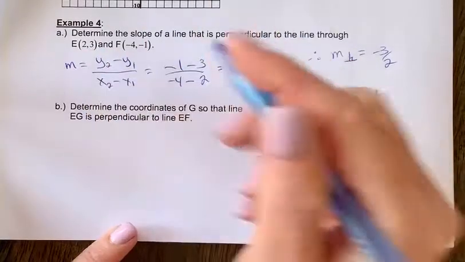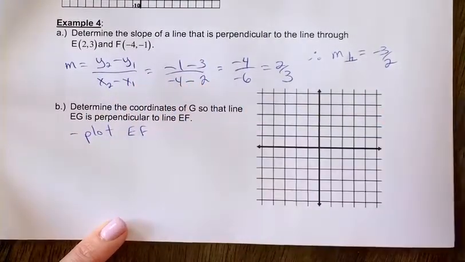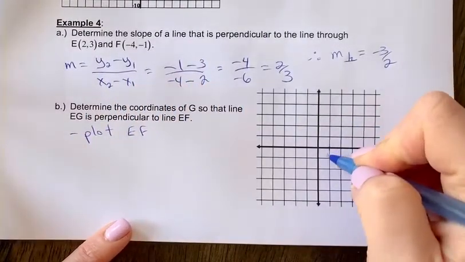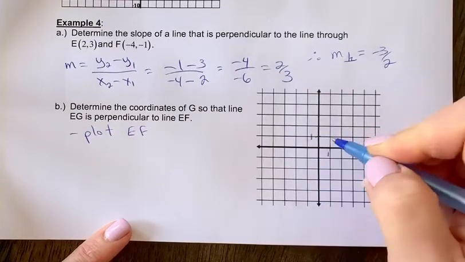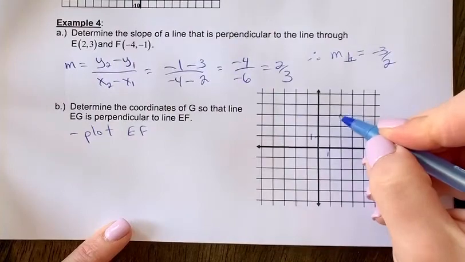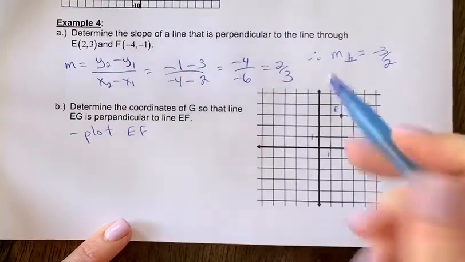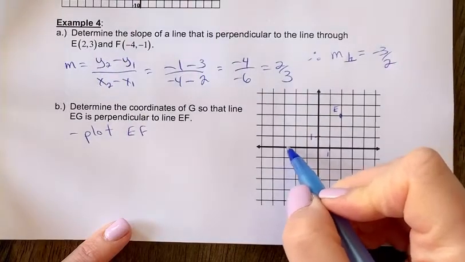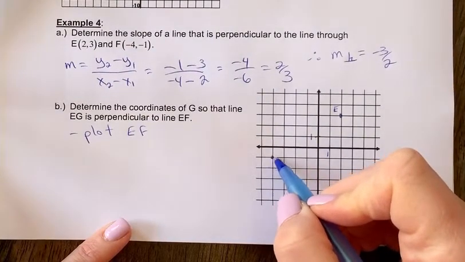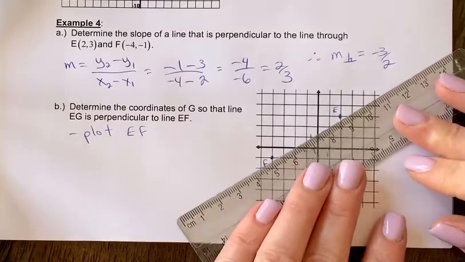We'll plot that first. So let's maybe keep track of what we're doing. So plot EF. So I need a scale on here. So I'm going to put a 1 as a scale. So we're going to plot the point 2, 3. So 2, 3, and we'll label that E. And then we'll plot the point negative 4, negative 1. So 1, 2, 3, 4, negative 1 is right down here. So there's F.